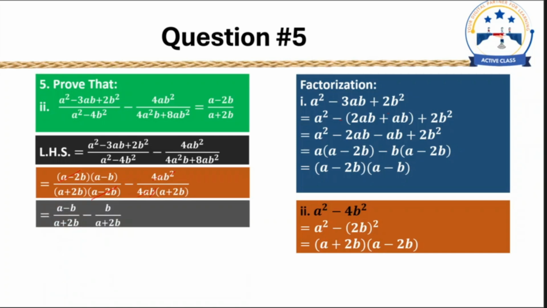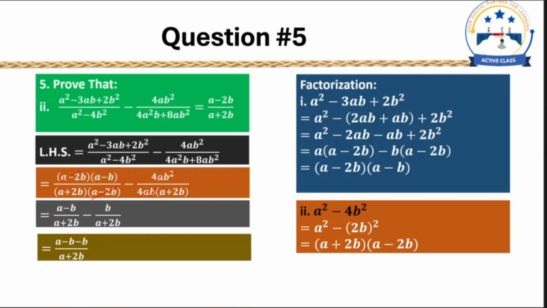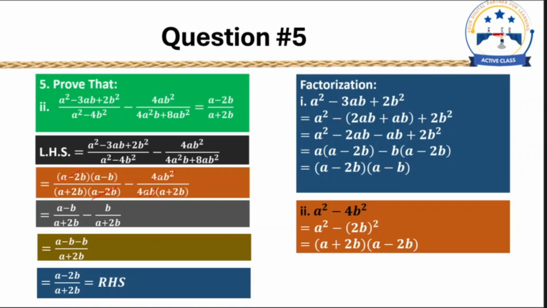Let's write the remaining. a minus b by a plus 2b minus b by a plus 2b. See, we already got the like fractions, right? Denominators are the same. So just perform the operation in the numerator. a minus b minus b. Minus b minus b is minus 2b, which is the right hand side. Started from the left hand side, reached the right hand side, means we proved the given expression.